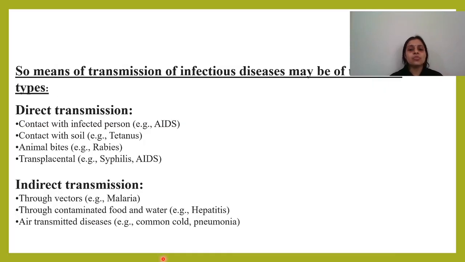The means of transport of infectious disease may be of two types: direct transmission or indirect transmission. Direct is contact with the infected person. It can be direct contact through soil, animal bite, and transplacental. Coming to indirect transmission, it is through vectors, contaminated food and water, and air-transmitted diseases. So these have been categorized under direct contact and indirect contact.